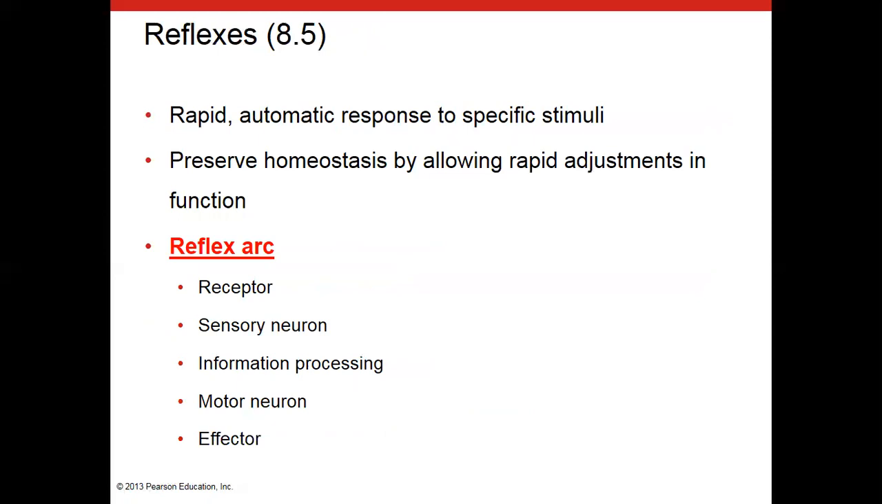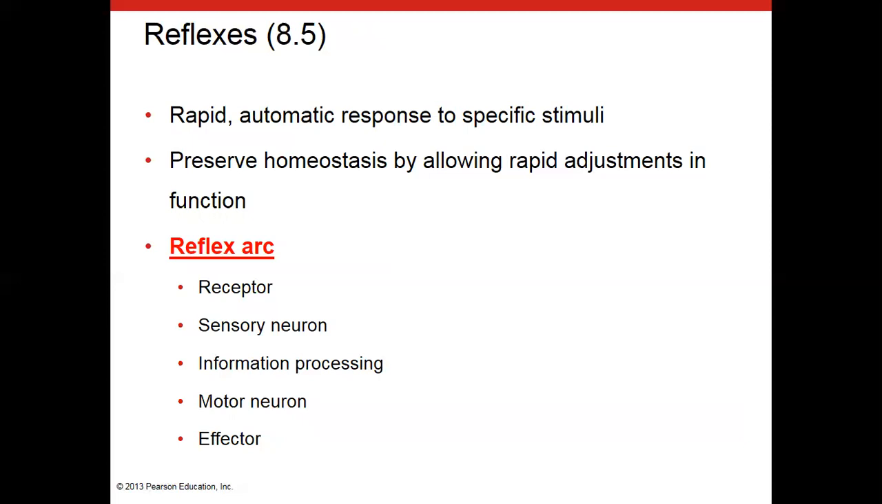In a much simpler pathway, we have reflexes. And reflexes are rapid and almost an automatic response. So think about putting your hand on a hot stove. If your hand's on a hot stove or something that's really warm, like you just boiled a pot of tea and you accidentally stuck your hand on the tea kettle, what would you do? Hopefully you pull your hand away, right? That's a reflex. That's something that protects you, basically preserves homeostasis by allowing really rapid adjustments in function.